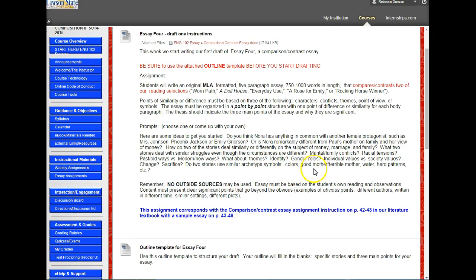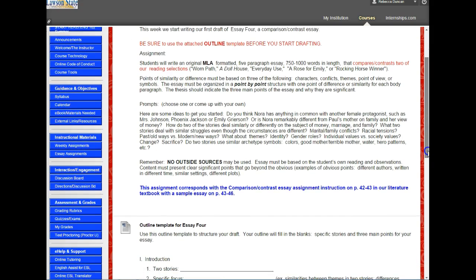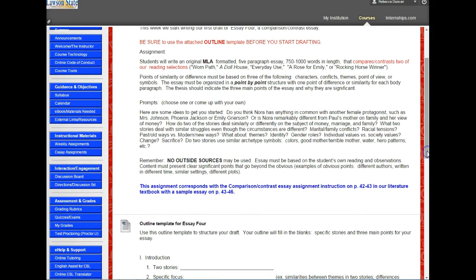Remember that handout about some of those archetype symbols was in the Worn Path unit, so you can go back and pull that up if you want to observe archetype symbols in some of our other stories and make a comparison there. But again, no outside sources. This has got to be based largely on your own observations, besides what I'm giving you to start with. I've given you a lot of things to start with and ideas.